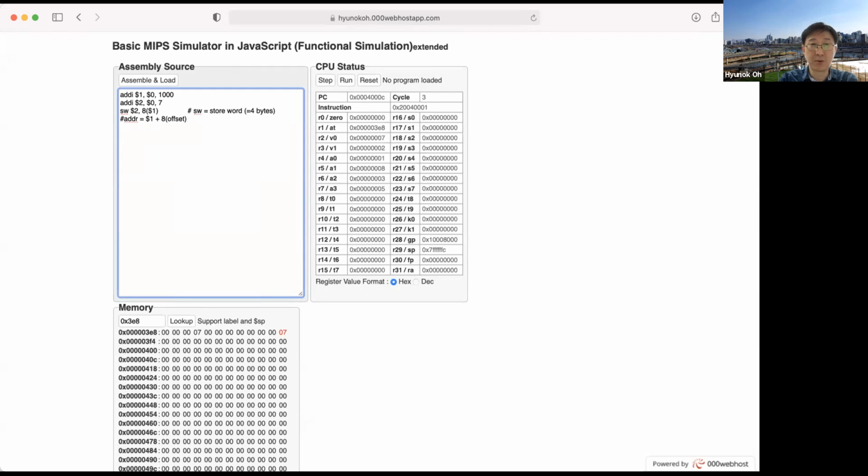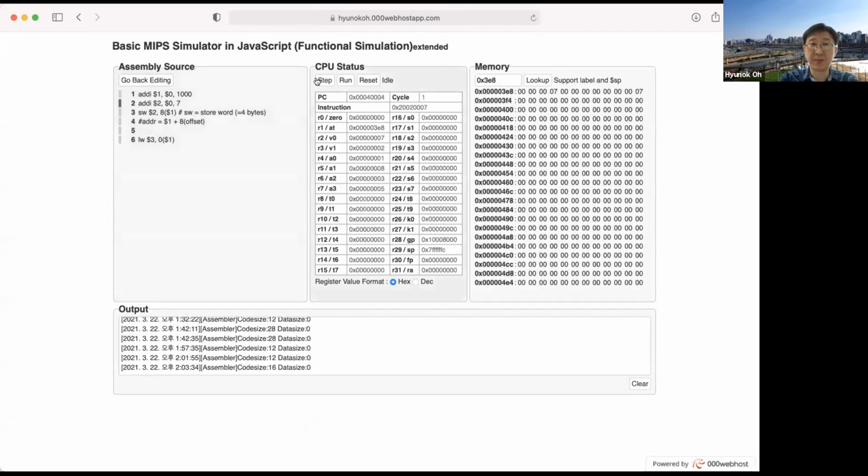Then you can also do the load instruction, load word, $3, like 0. Step, step, step. So the last one is loading, then $1. So this is read into register number 3. The register is changed by the load instruction.